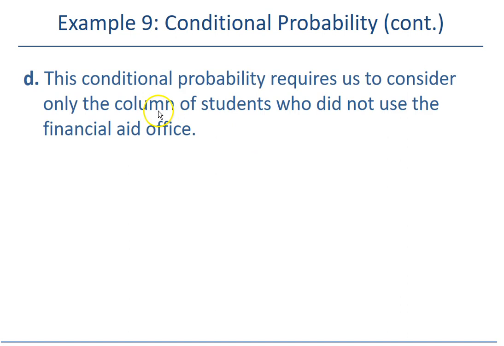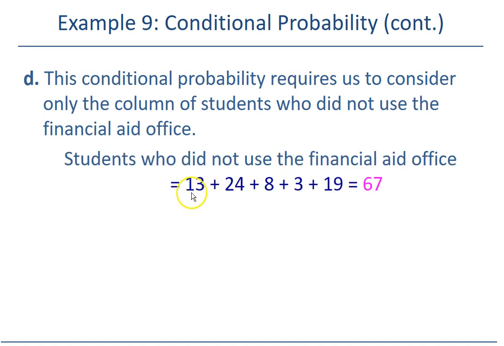All right, for letter D, again, conditional probability. What is our sample space here? They were students who did not use the financial aid. We had to add up that last column vertically, and we got 67. But they're specifically asking graduate students that didn't use it. So it would be 19, our last item, over 67.